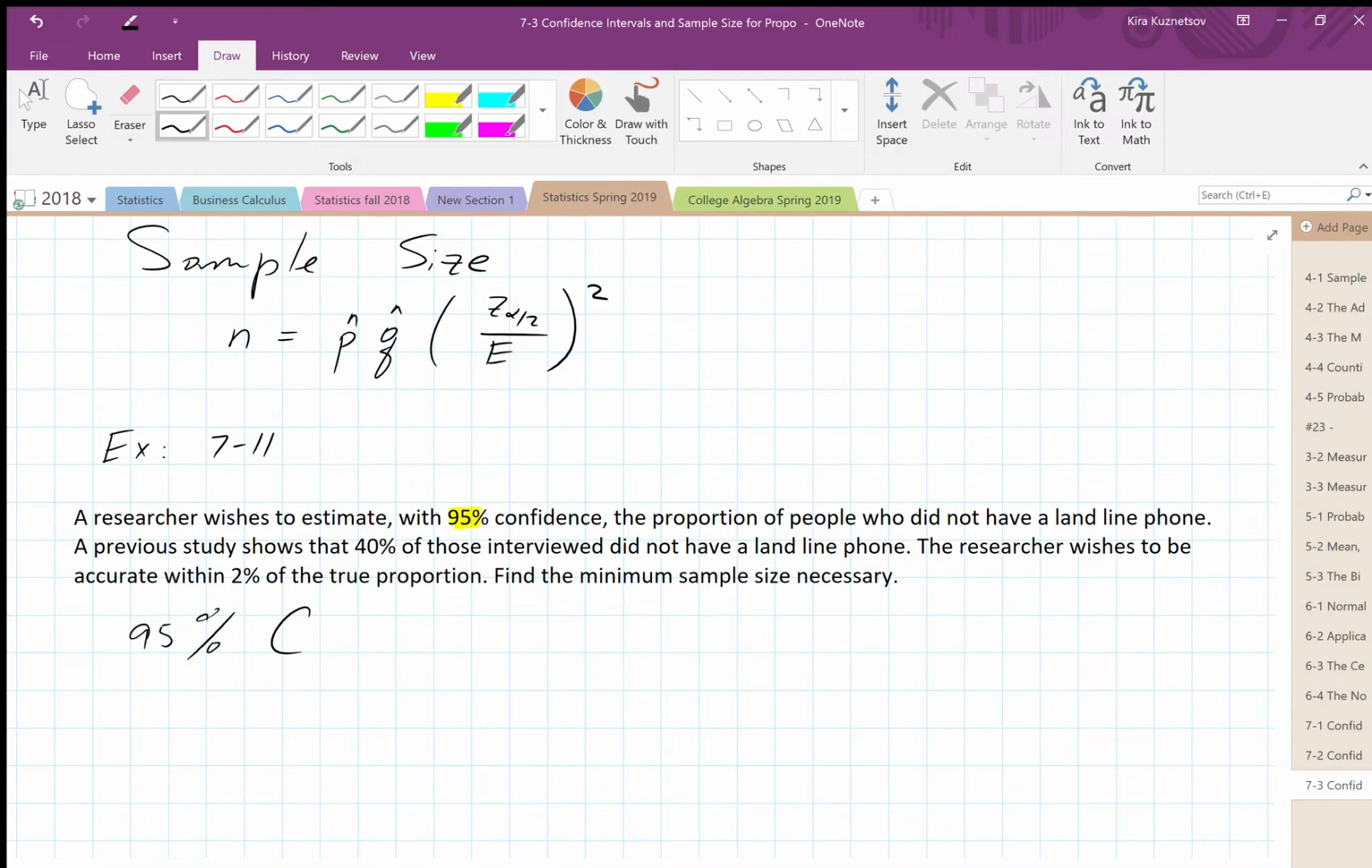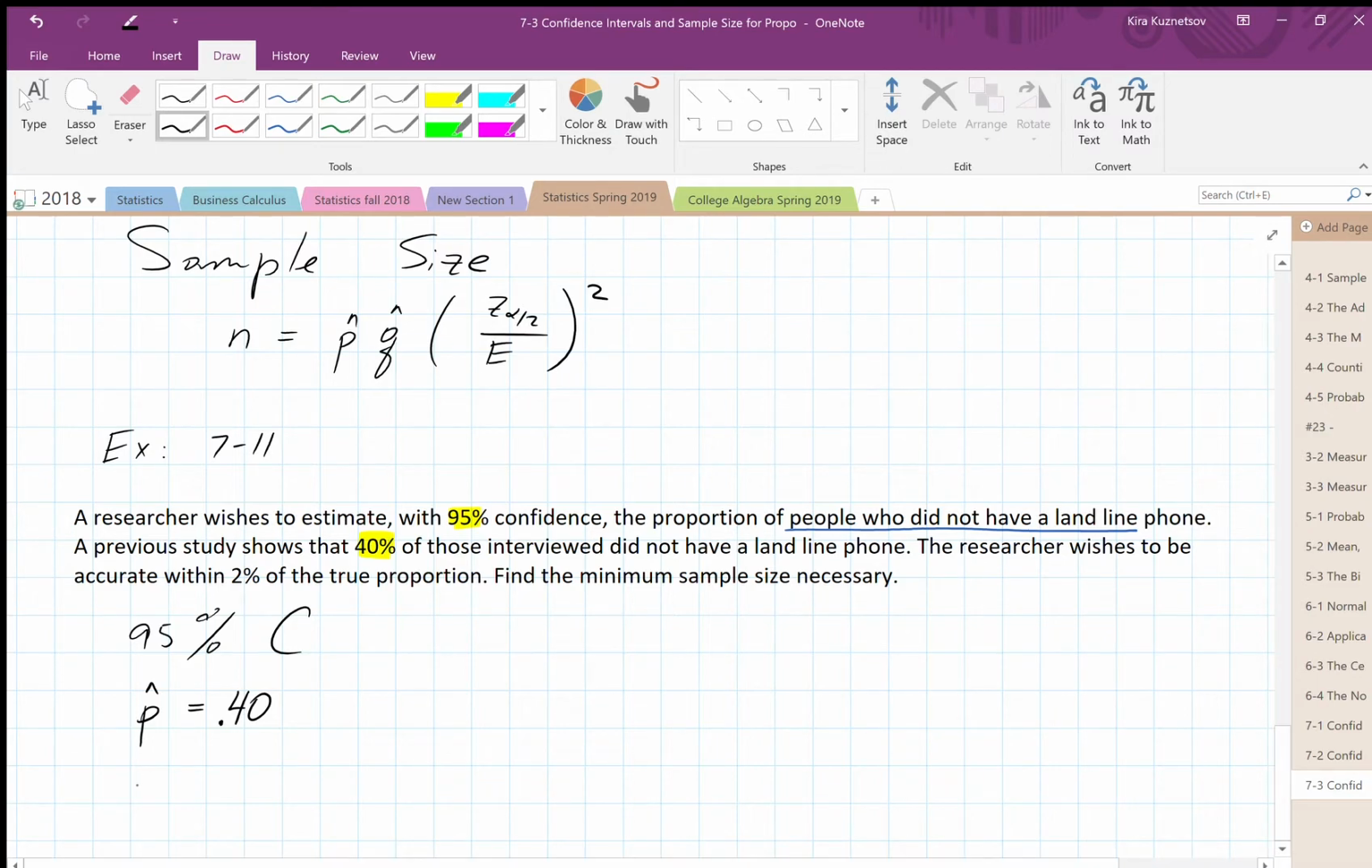The previous study showed that 40% of those interviewed did not have a landline. So this is what I'm going to do. People who did not have a landline, that's my success. So apparently 40% of those fall under that category. So this is my p hat, 0.40. The n is what I'm looking for.